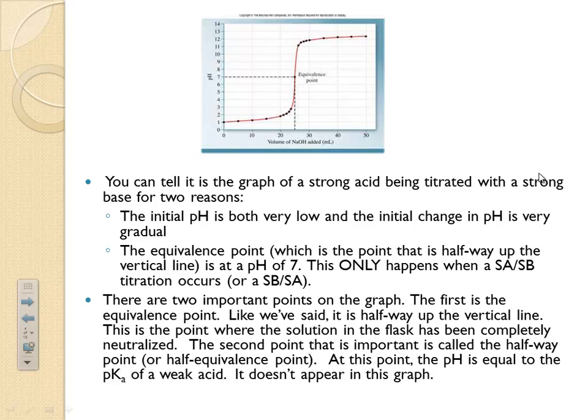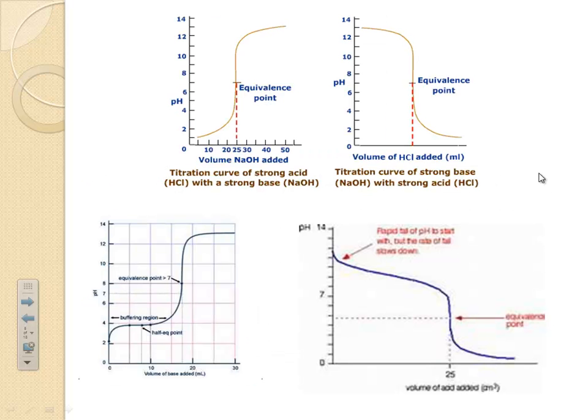Here's a little bit of what I just said if you want to do a quick review. So, some more graphs. Up here we have a strong acid being titrated with a strong base. Here we have a strong base being titrated with a strong acid. And you can see in both cases we have an equivalence point of 7. We have initially a slow and gradual change in pH. We have a very low pH here and a very high pH here, so we know that they're both strong.